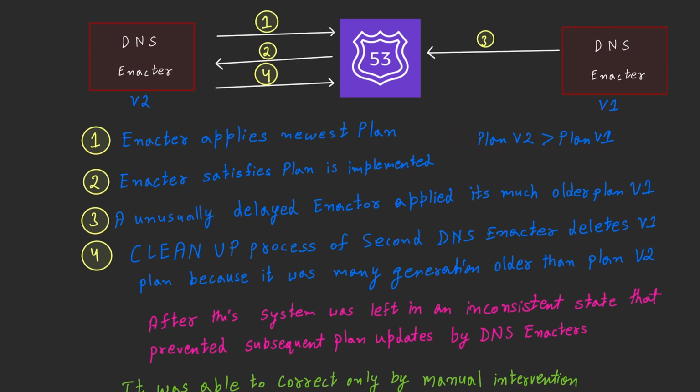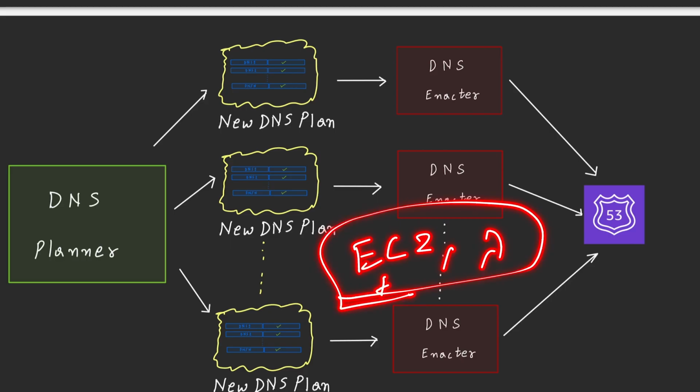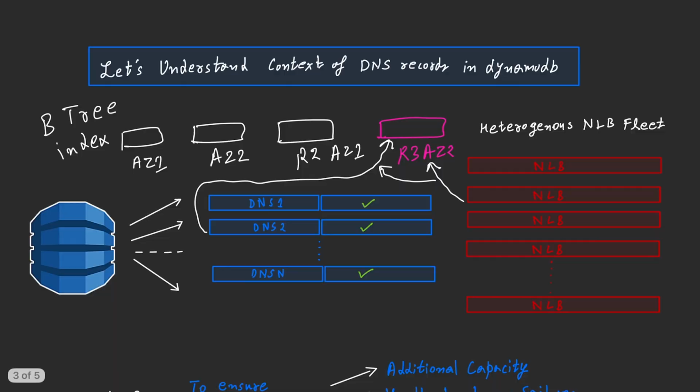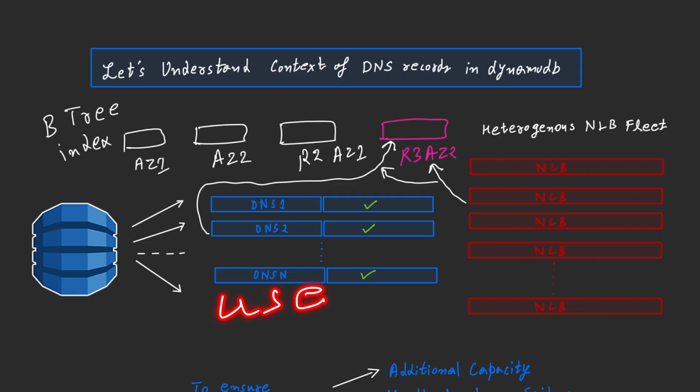And later on, this whole thing impacted EC2, Lambda, and other services, because these services use DynamoDB internally in their architecture. So that's all about the recent US East outage.